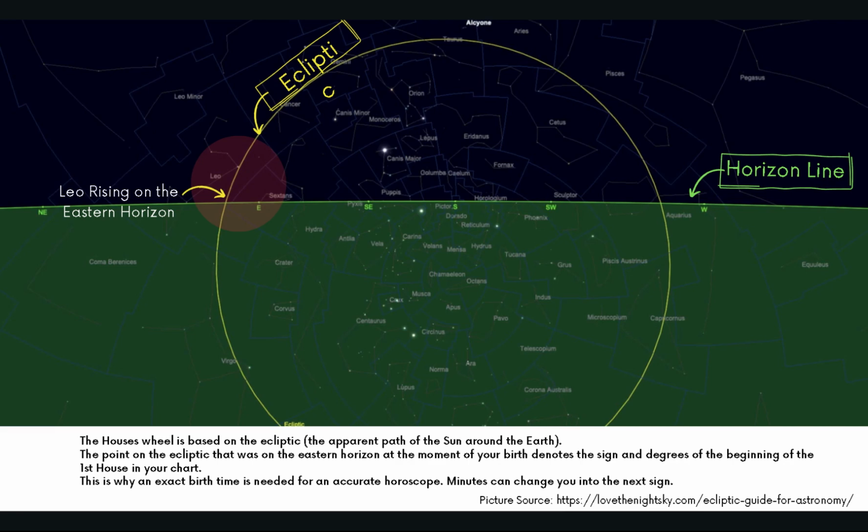Now, minutes matter in astrology. The signs can change every 2 hours. So even minutes can change your rising sign. And changing the rising sign can change your whole birth chart. So it's very important to know the exact minute that you were born if you are able to.